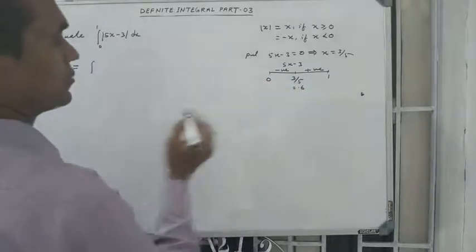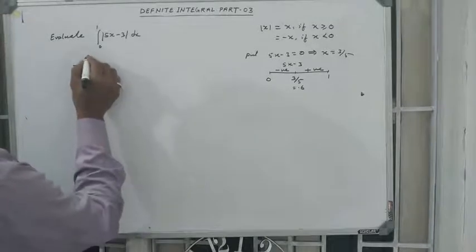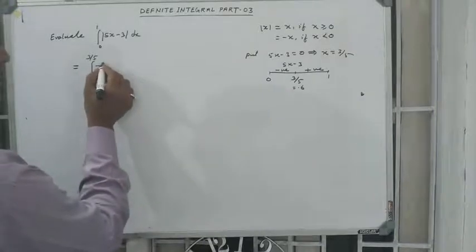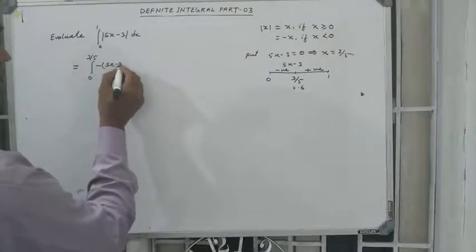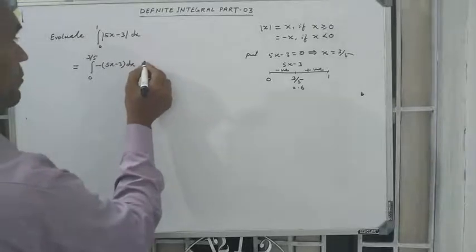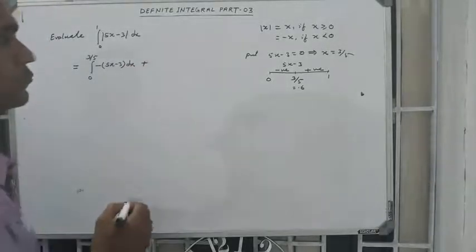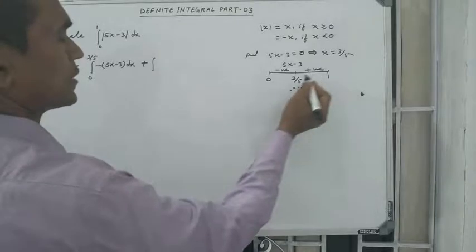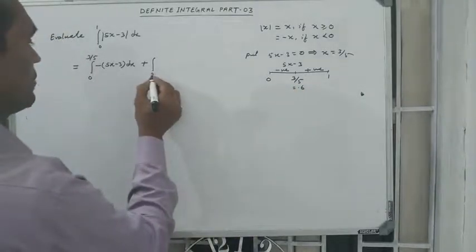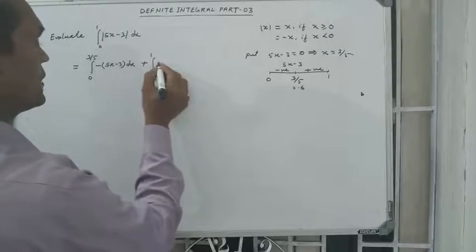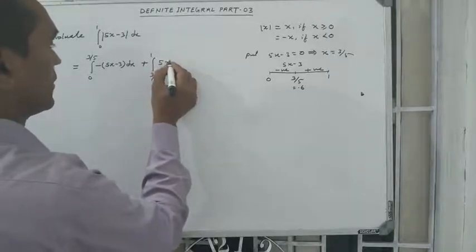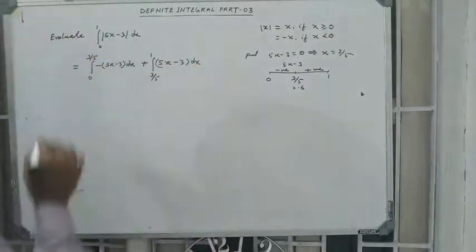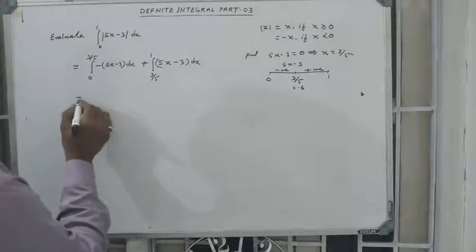First from 0 to 3 by 5, this is negative, so we put a negative sign: minus the integral of 5x minus 3 dx. And then plus, in the interval 3 by 5 to 1 it is positive, so simply we will write 5x minus 3 dx. Now we have removed the modulus sign, so it became polynomial form.